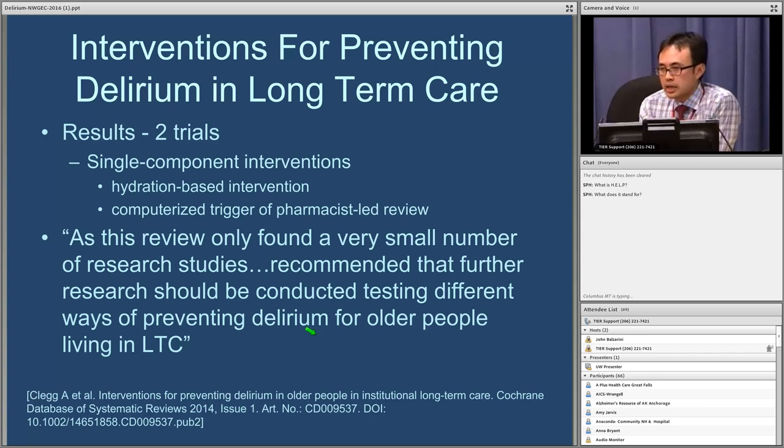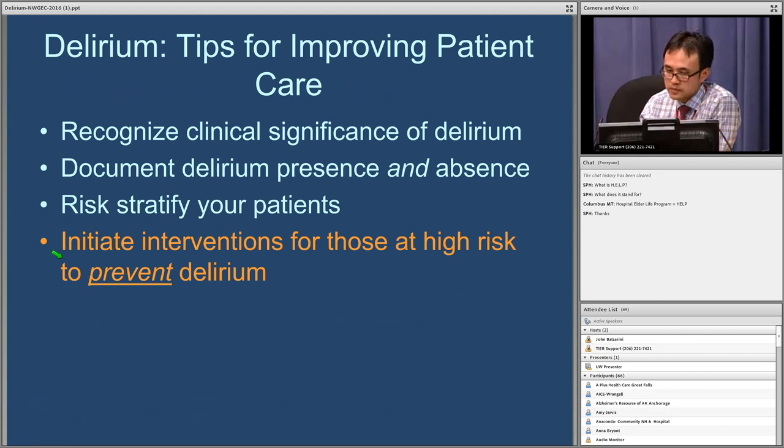So if you're a nursing student, or a medical student, or any individual out there listening who is incredibly interested in this, the long-term care environment is ripe for research. There's been only two interventions out there, and they are listed here. The researchers frankly state, as this review found, a very small number of research studies, and recommended that further research should be conducted testing different ways of preventing delirium in older people living in the long-term care environment. So very limited literature in the long-term care environment.